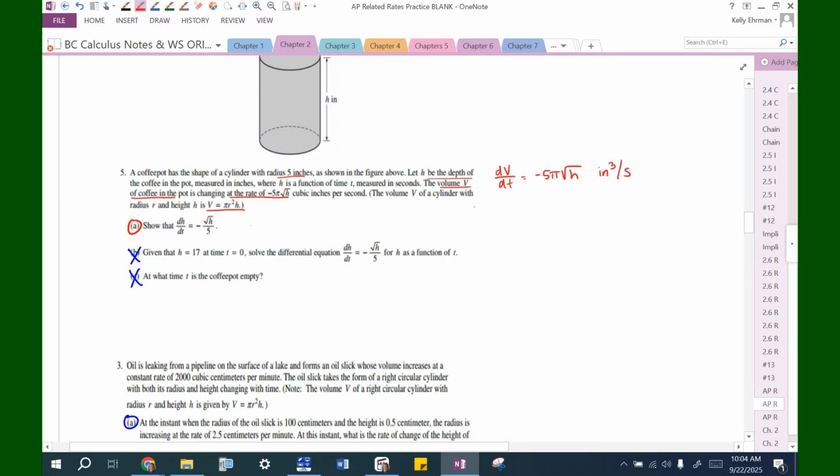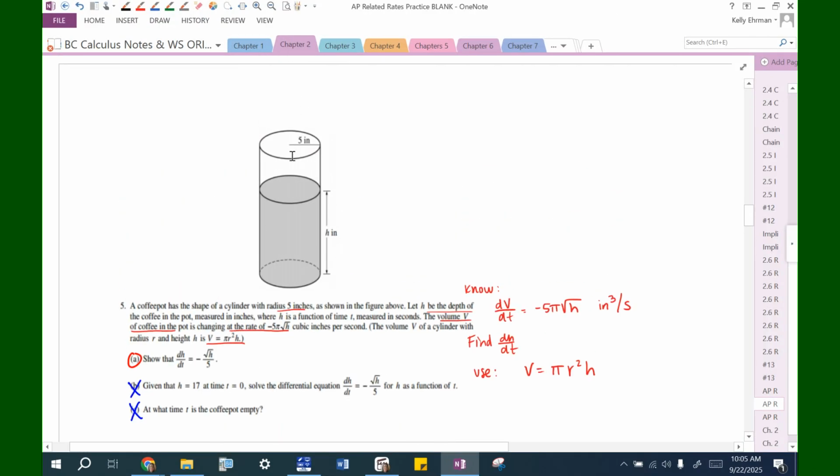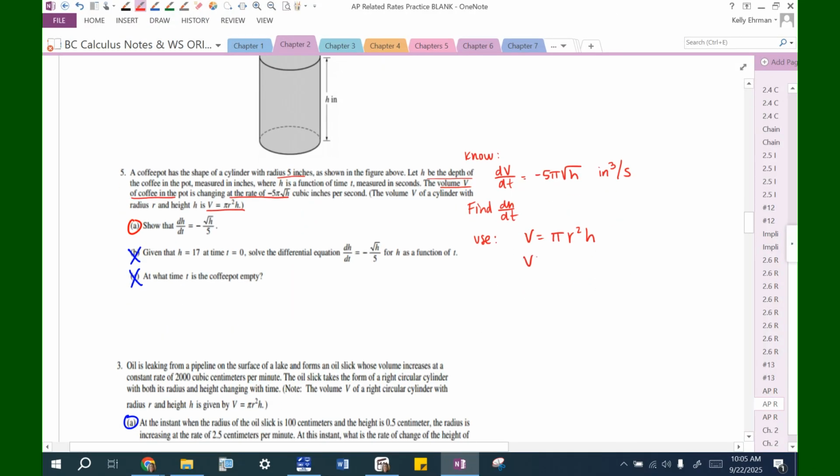Actually, let's do this. This isn't quite "now find." This is just going through the work of this. So if you want to do a "now find," I do know this. I want to find dh/dt. I don't have a specific h, so I'm just going to leave that. What am I going to use for this? The volume formula that they gave me. So now it's pi r squared h, but the radius is not changing in this cylinder. The radius is 5. So I need to use V equals 25 pi h.